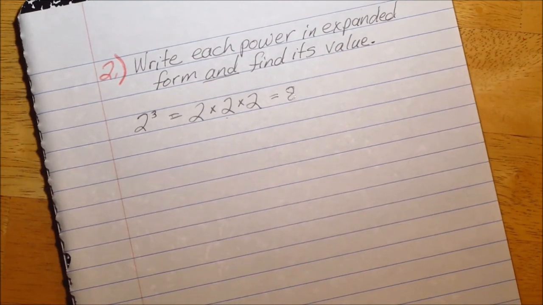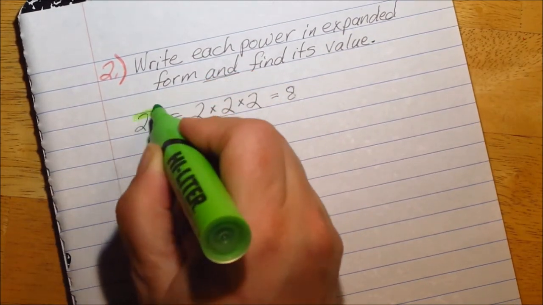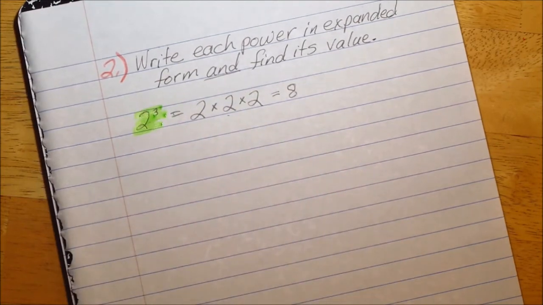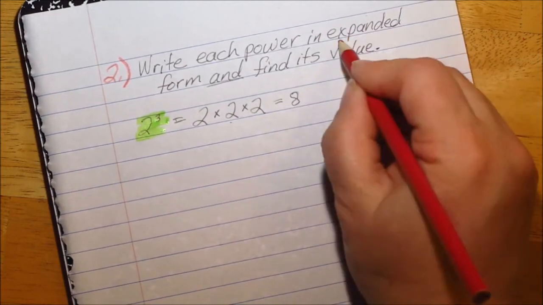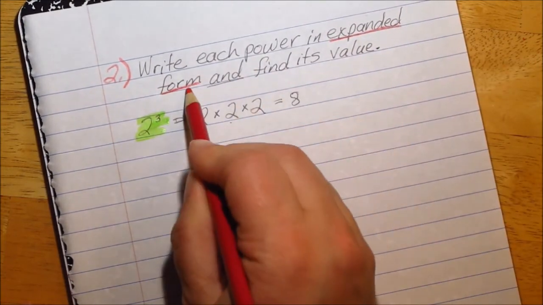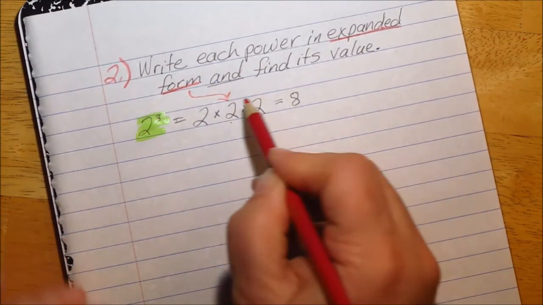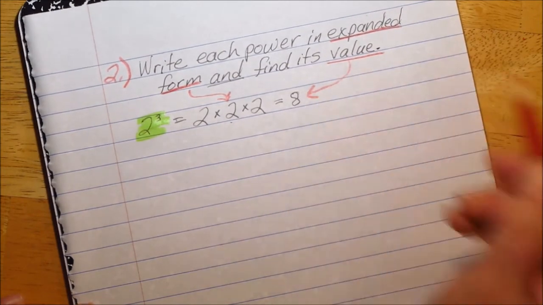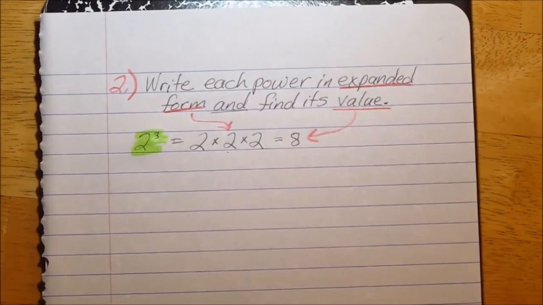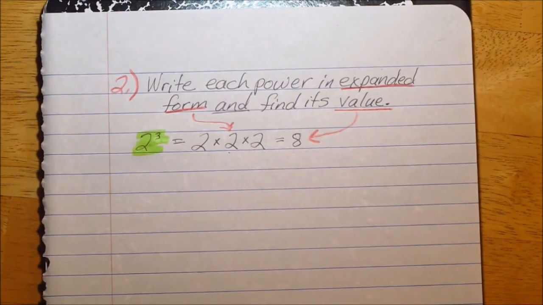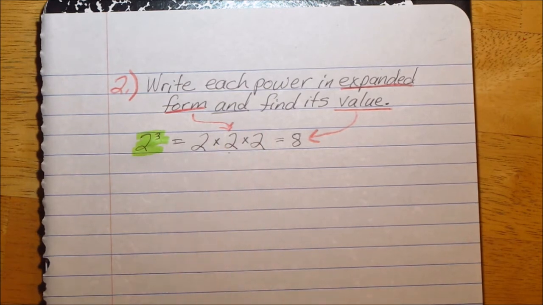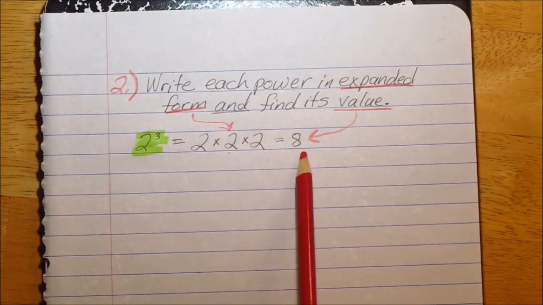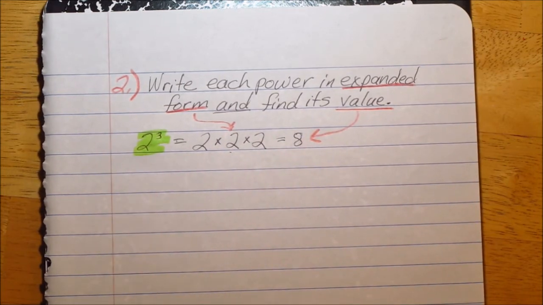So I'm going to take my green highlighter and just highlight this power here. This is what we were working with, 2 cubed. And I'm going to underline expanded form, that's this. And then I'm going to underline value and write that's that. Can you see that okay? So when it says to write something in its expanded form, this is what it means. Find its value is, well, what does the expanded form equal? That's the value then of the exponent.